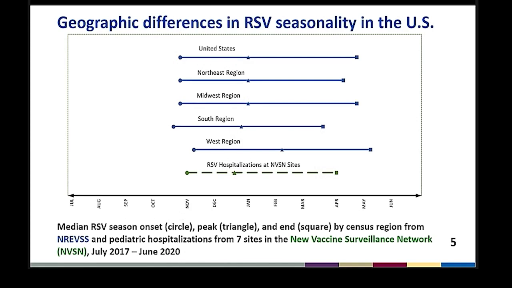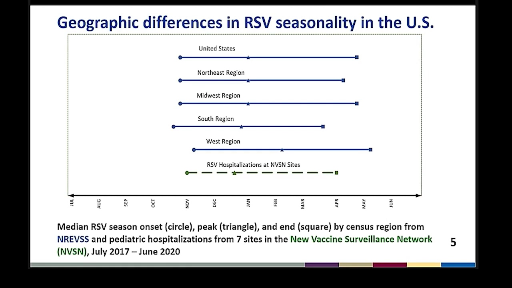in the U.S. in the three seasons preceding the COVID-19 pandemic. A threshold of a tenfold increase over baseline was applied to calculate median seasonal onset, which is denoted by small circles in the figure, the peak, shown as a triangle, and the offset, or end weeks, which are the squares at the end of the lines in the figure, over three seasons from July 2017 through June 2020.